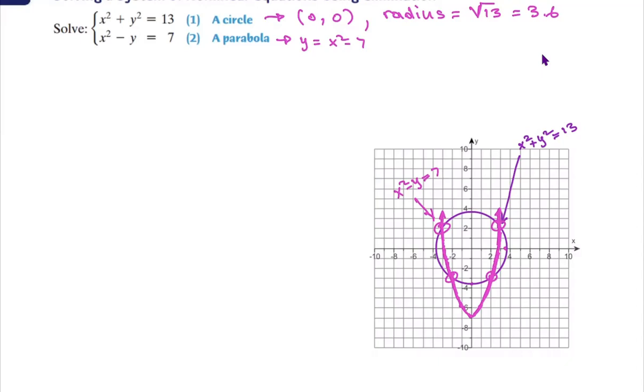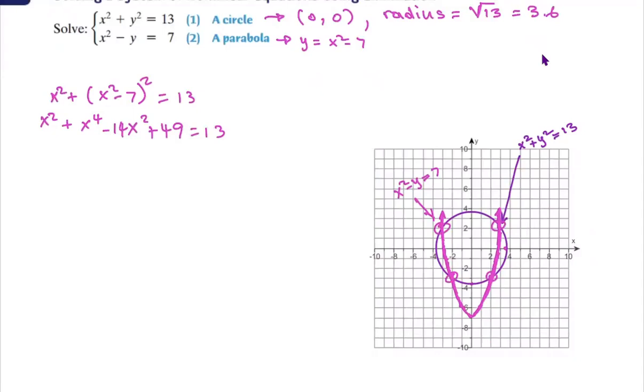So let me solve for y in this equation. We already have it solved for y. I'm going to replace y in the first equation. So x squared plus x squared minus 7, squared, equals 13, correct? So that's x squared plus x to the fourth minus 14x squared plus 49 equals 13.